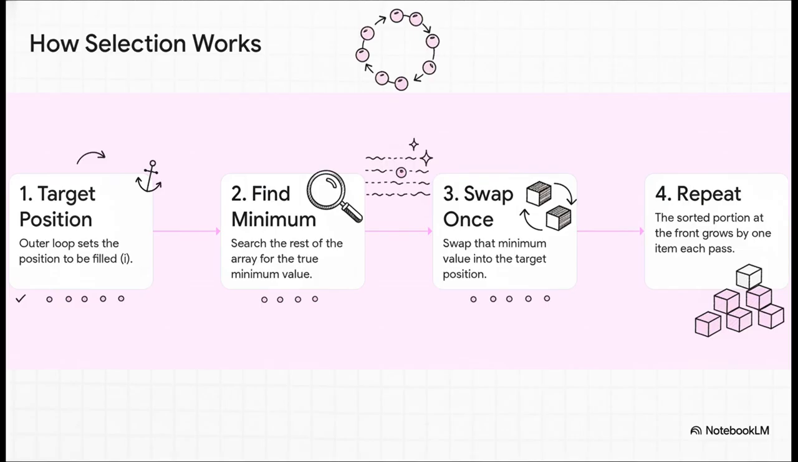Boom, it's done. For the second pass, you ignore that first number and you scan the rest of the list to find the next smallest, and you swap that into the second position. The key difference here is it only does one single swap at the very end of each pass.